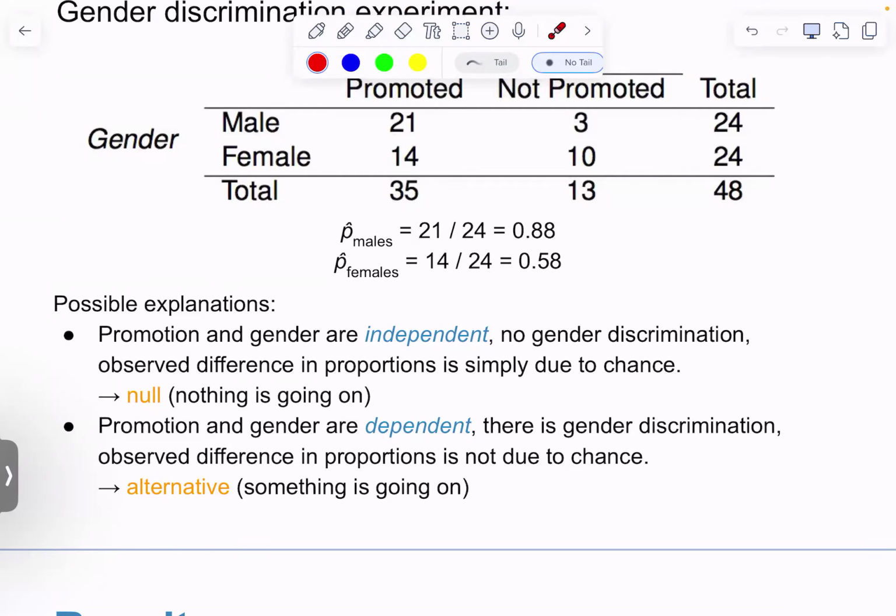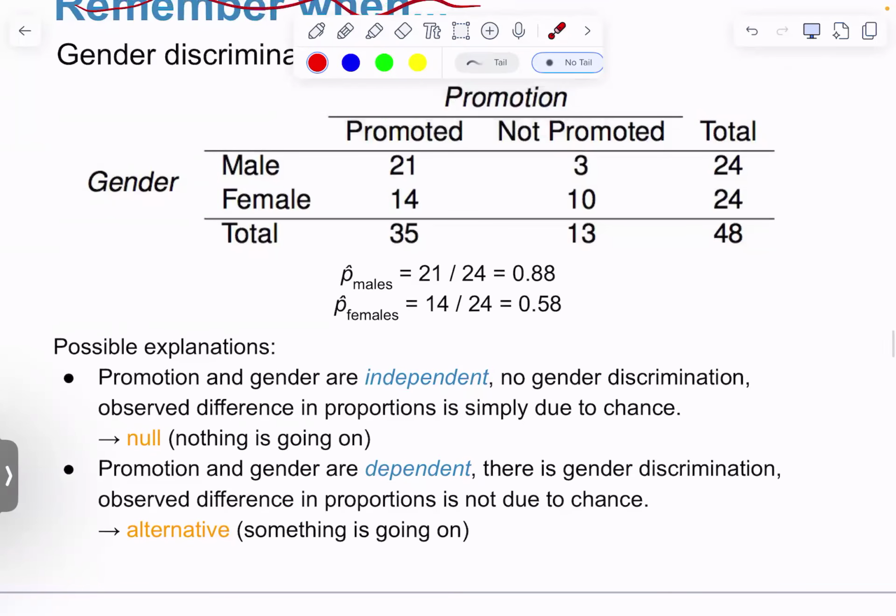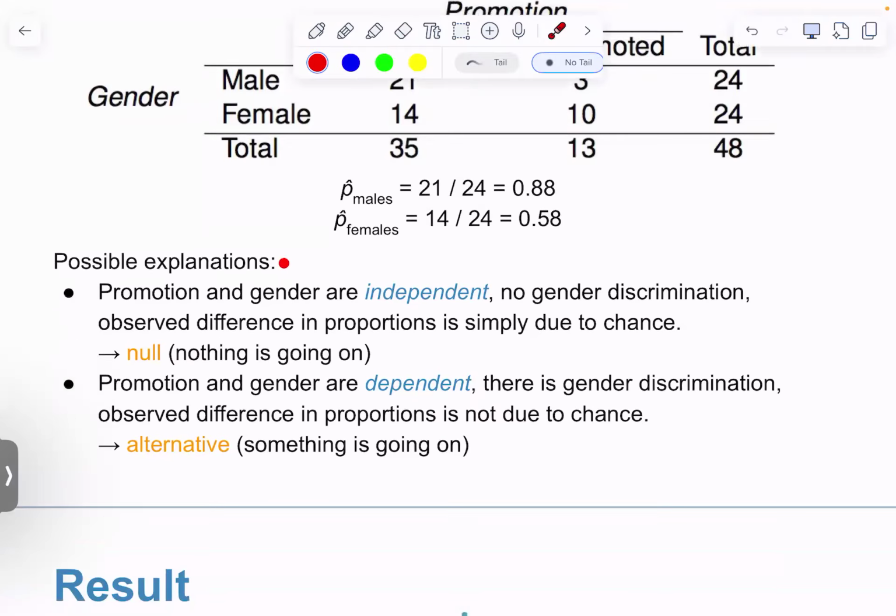There are two possible explanations here in terms of what we're seeing. If I had to guess, your gut reaction is, whoa, there's a difference in the proportions being promoted. 0.58 is quite different from 0.88. But there's a chance that we're wrong, and maybe they're the same, and maybe we just have a weird sample, just like we saw earlier. There's a chance. So some possible explanations.